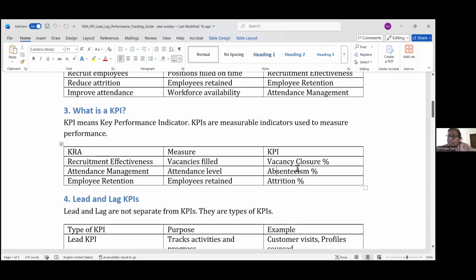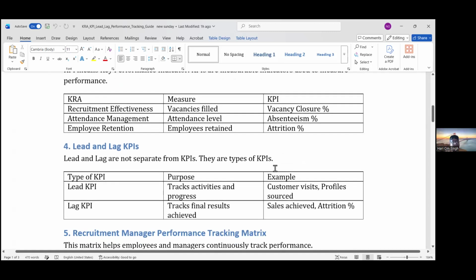So if I have vacancy closure at 50%, what is it? Positions are not closed. Are you effective? No. So I'm able to say you are not effective. How? By looking at this, saying that, oh, 50% vacancies are still open. They are not closed. So therefore, I get an understanding. Got it? Very clear?